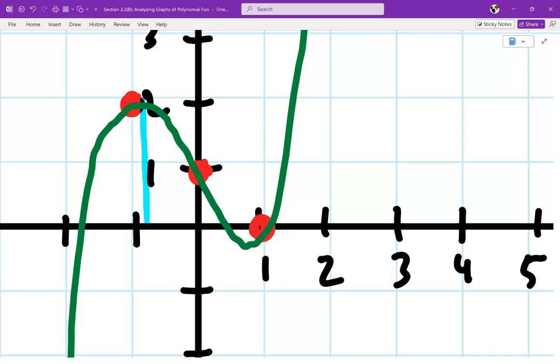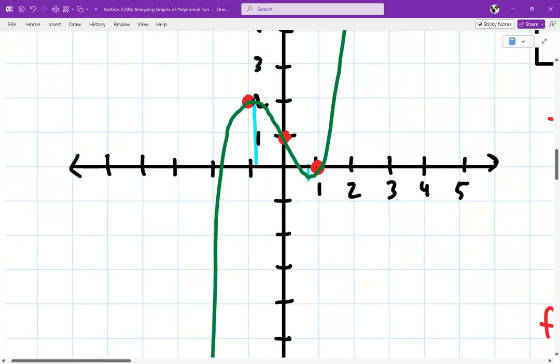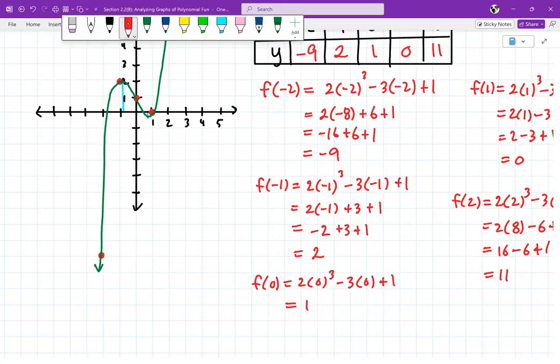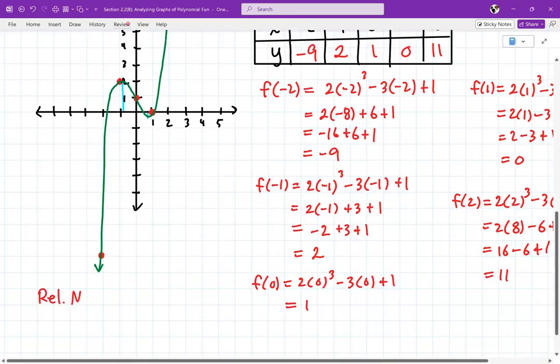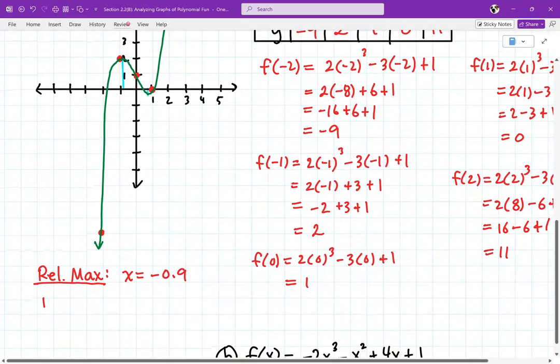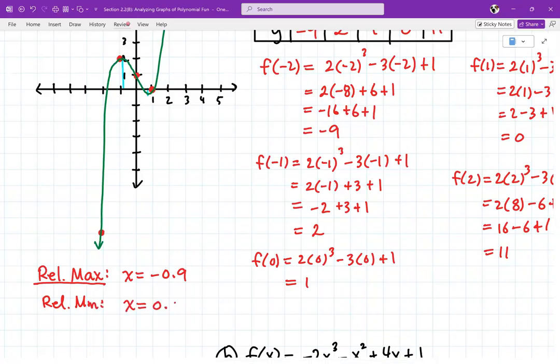Okay? And then for the other point, the low point, I think that's somewhere about right there. Maybe that's about a 0.9 as well. So maybe -0.9 and 0.9. Those are my two x values. So let me write that down. And then I'm done with this problem. So I'm going to say the relative maximum, the high point, is at x equal to negative 0.9. And the low point, the relative minimum, is at x equal to 0.9.